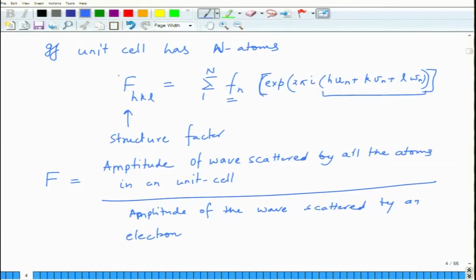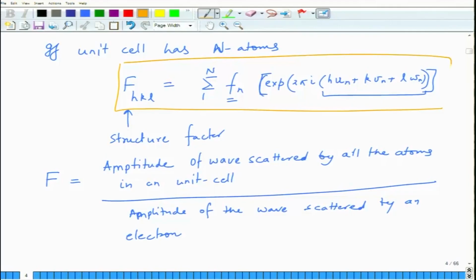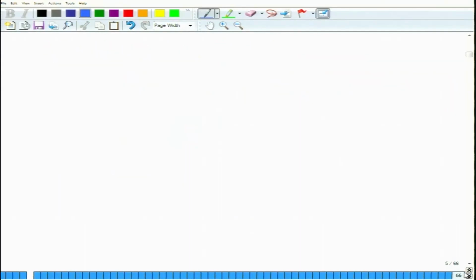So this F_HKL, the equation that I have written here, the intensity of the diffracted beam is proportional to mod of F squared. So if F is finite, your I is finite, if F is 0, your I is 0. So we will now see the case for, let us say, the simple cubic structure first of all.